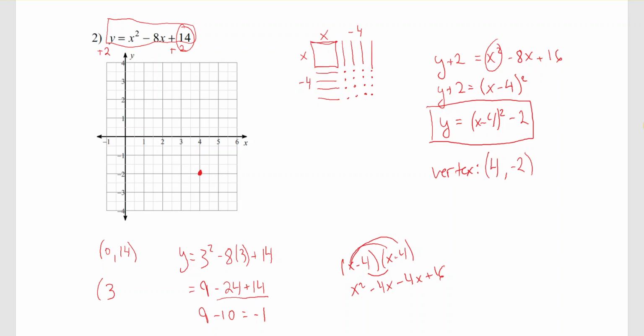When x is 3, y is negative 1. So my parabola goes through the point (3, -1). And if I add that to my graph, I can actually plot that point.